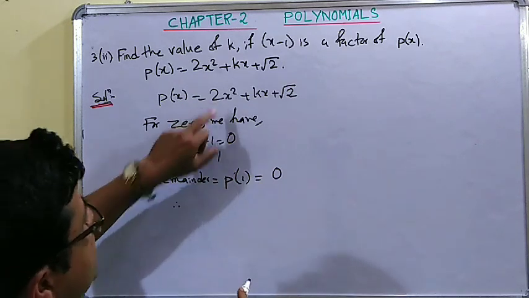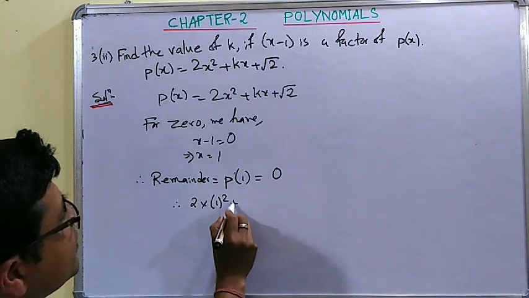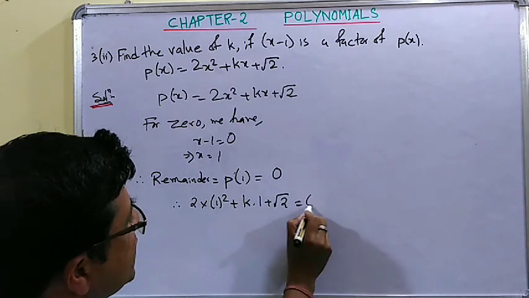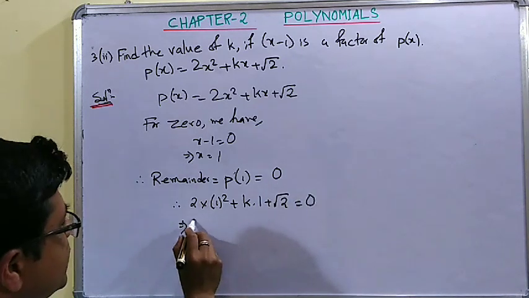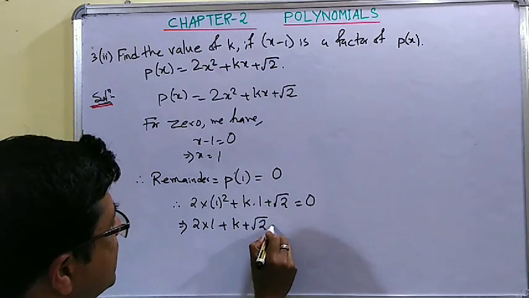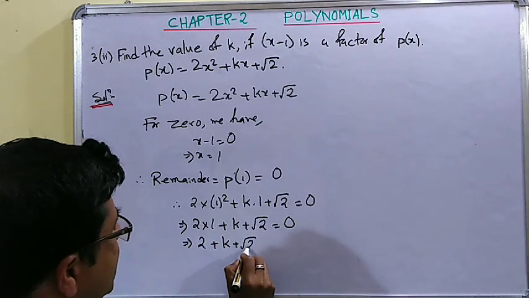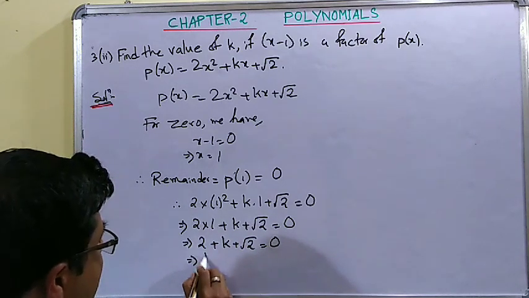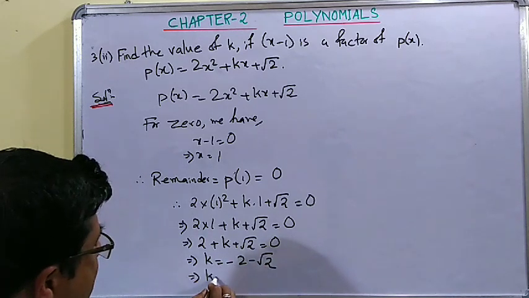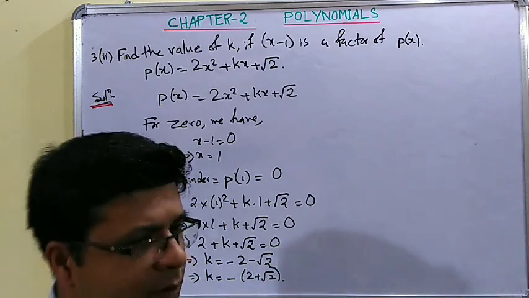Now in this expression, let us put the value of x as 1. So 2 into 1 square plus k into 1 plus root over 2 equal to 0. So 2 plus k plus root over 2 equal to 0. So k will be minus 2 minus root over 2. If we want to simplify, we can write it like this. Have you understood? Thank you, students.